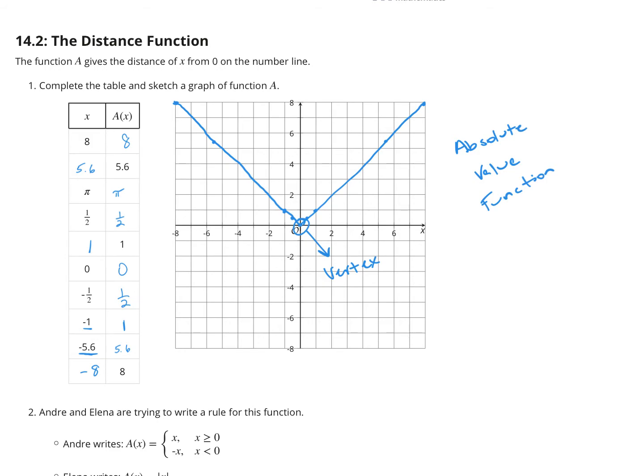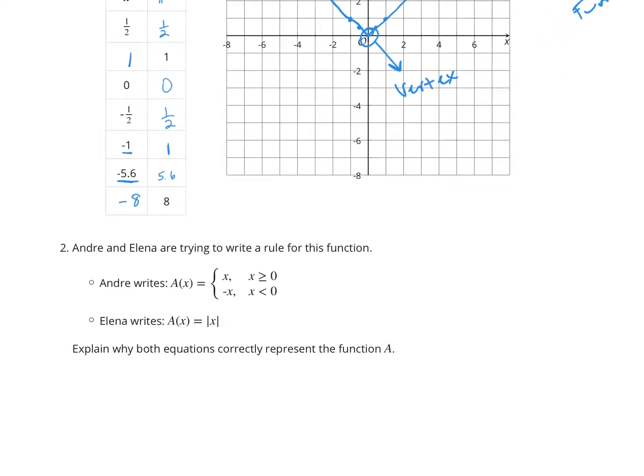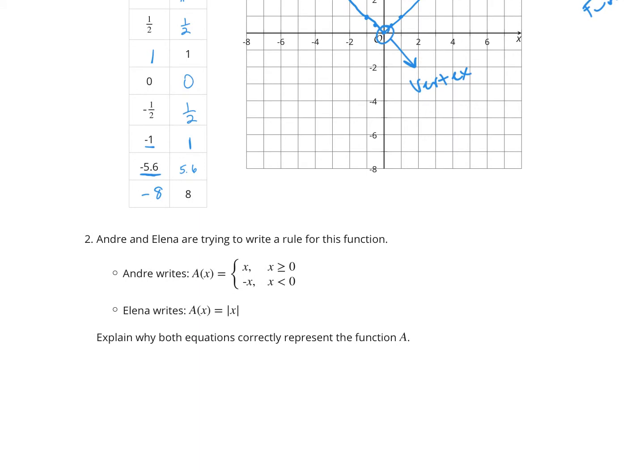All right, let's take a look at question 2. Question 2 says Andre and Elena are trying to write a rule for this function. Andre writes A of x equals x if x is greater than or equal to 0, negative x, or another way to interpret this, the opposite of x, if x is less than 0. Elena writes A of x equals the absolute value of x. So remember, these symbol bars mean absolute value.